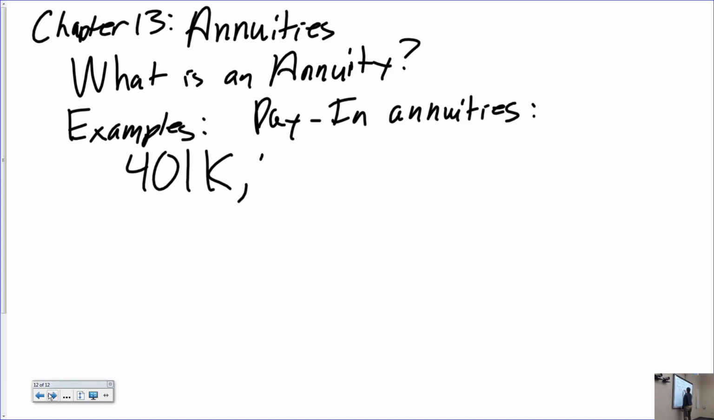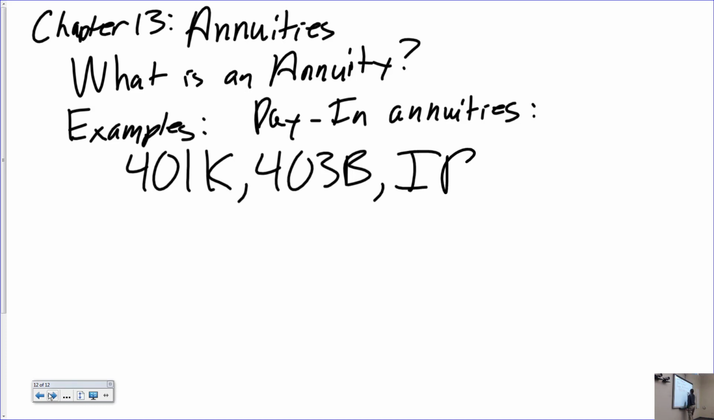If you work for the government, 403bs. Or if you do this investment on your own, they're IRAs, individual retirement accounts, right? And you may have also heard this version called a Roth, right? What's the difference between all of those? Pre-tax and after tax. Yeah, these three up here, folks.